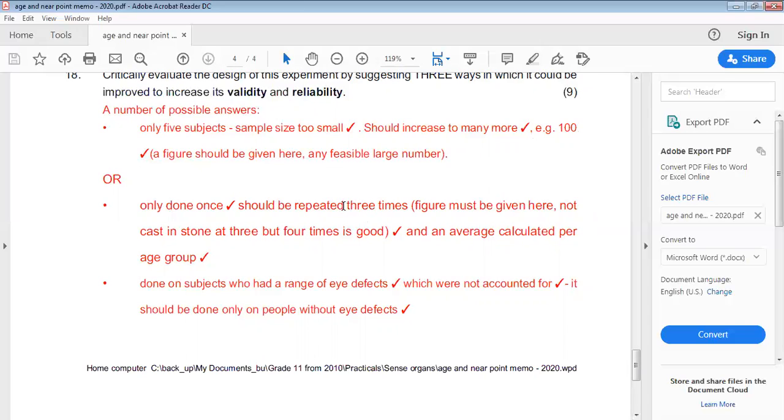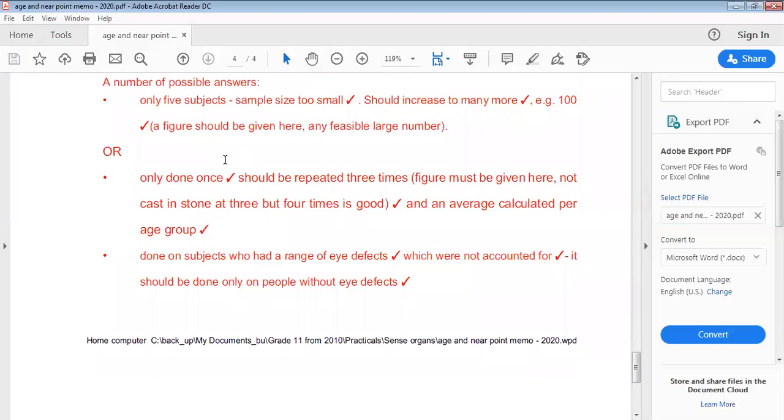Again, don't leave it up to the person's imagination. Don't go, it should repeat it 2 or 3 times. I'm not going to fill in a figure for you. You've got to fill it in. So if you do it once and then you repeat it 3 times, remember you've got a total of 4, eh? It's not 3, it's 4. Once you repeat it 3 times, it's 4. And then you calculate an average per age group.